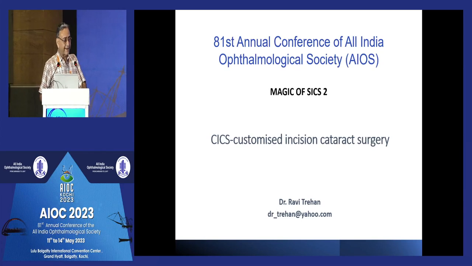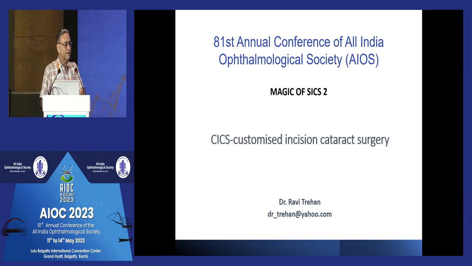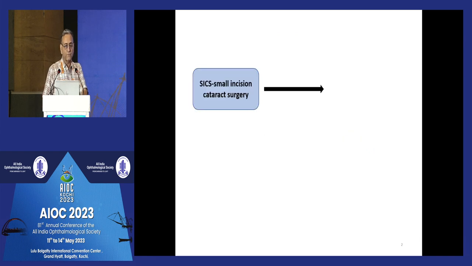At the outset, I'd like to give thanks to ISM6 for giving me the opportunity to speak on this topic, customized incision cataract surgery. As we know, there are two main techniques of cataract surgery, SICS as well as phaco. Broadly, the trend is: if you want to go for quality, then you go for phaco. And if you need large, huge surgeries in camps, you go for SICS, meaning quantity.